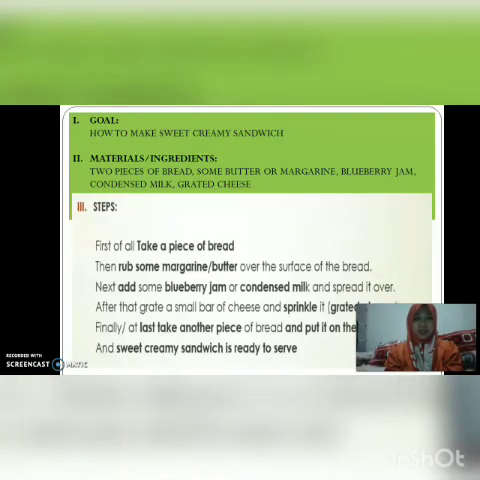Okay, and then how to make a sweet creamy sandwich. Here are the materials or the ingredients: 2 pieces of bread, some butter or margarine, blueberry jam. You can replace blueberry with strawberry or maybe peanut. Yeah, it's up to you. Condensed milk and cheese. Yeah, and here are the steps.